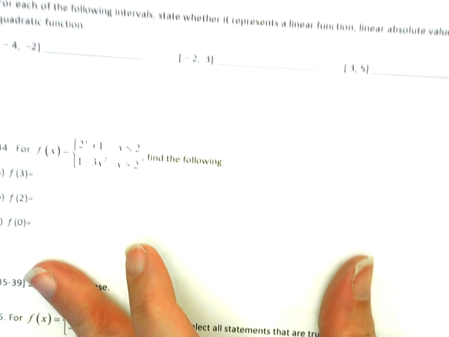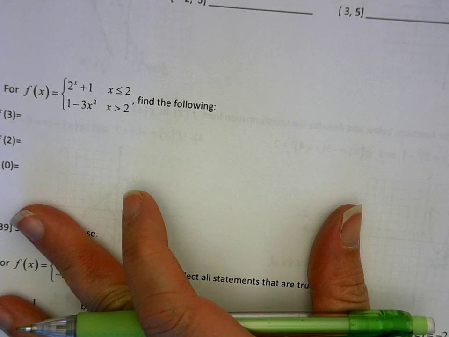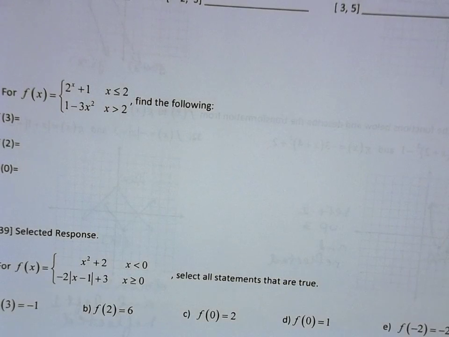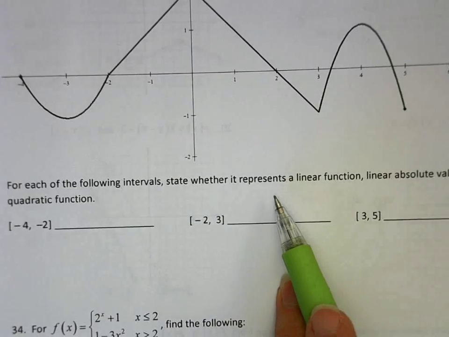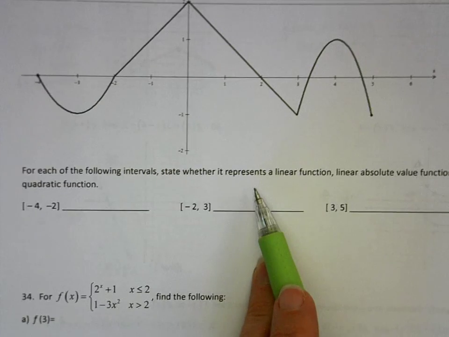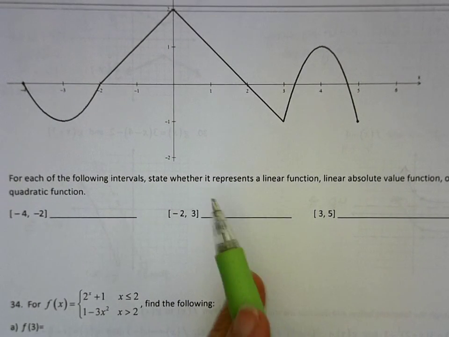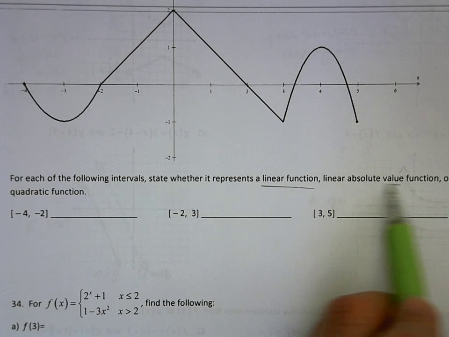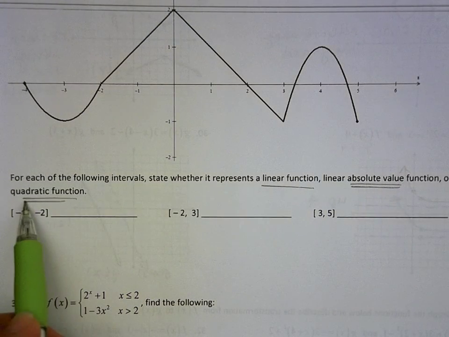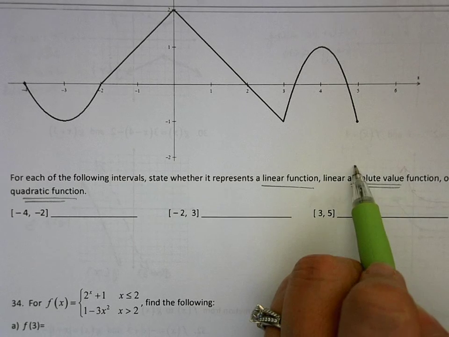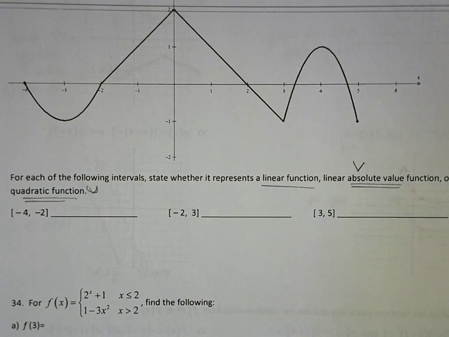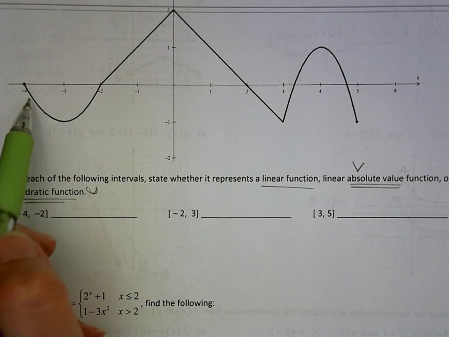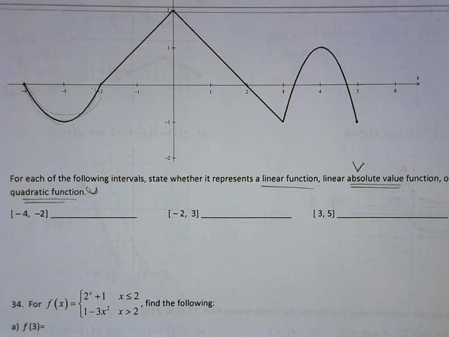Okay, so for this one right here, they're asking us, for each of the following intervals, to state whether it represents, whoops, you can't see that, can you? State whether it represents a linear function, which is just our line, an absolute value function, or quadratic. So the absolute value is our V, quadratic is our parabola. So if we look from -4 to -2, that's just our parabola. So that means this is a quadratic.